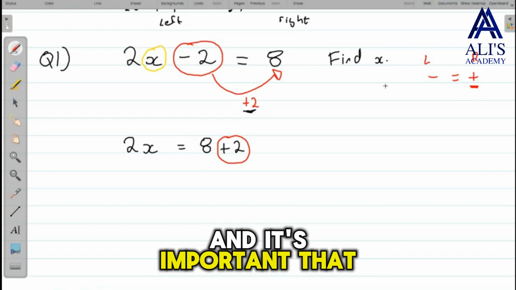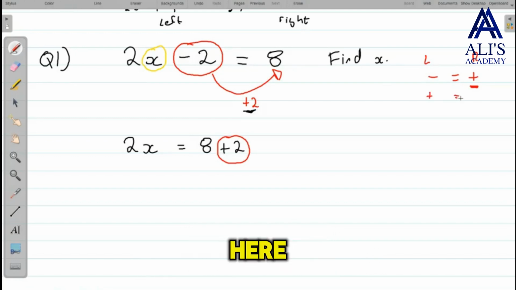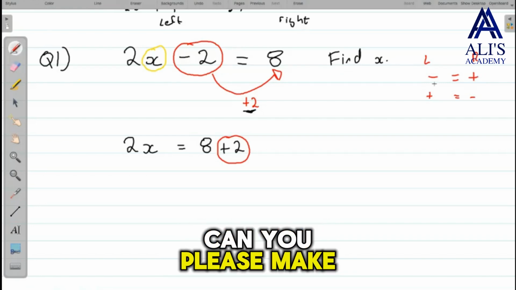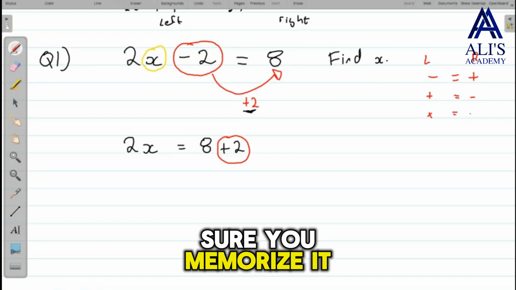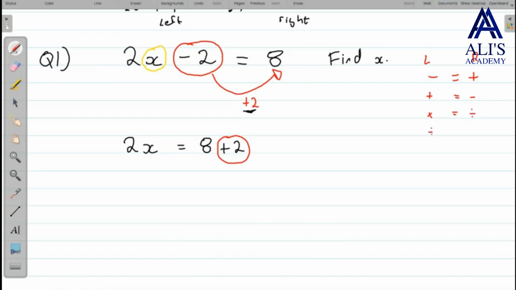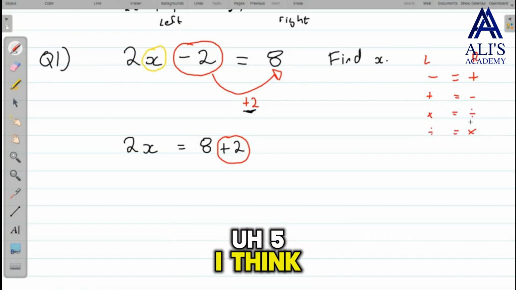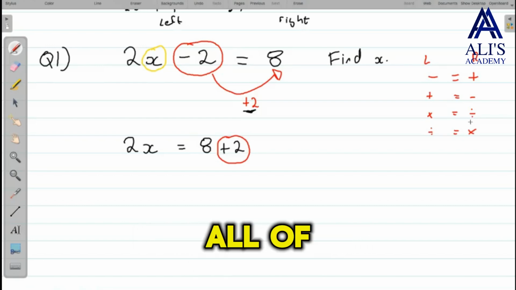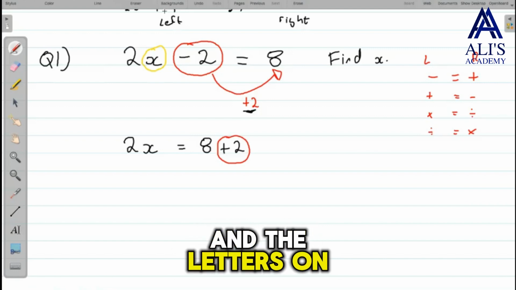And it's important that you know your table here. So I will write this table out again. Okay, please make sure you memorize it. Always, what's the answer? 5, I think. Yes, you do this for every question. Every question you're trying to move all of the numbers onto one side and the letters on one side.